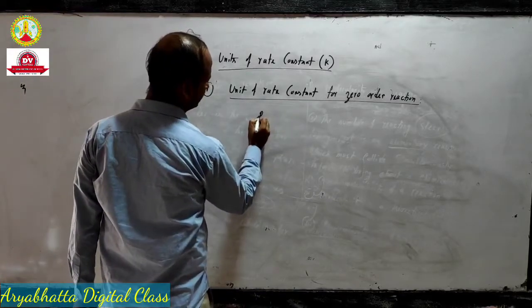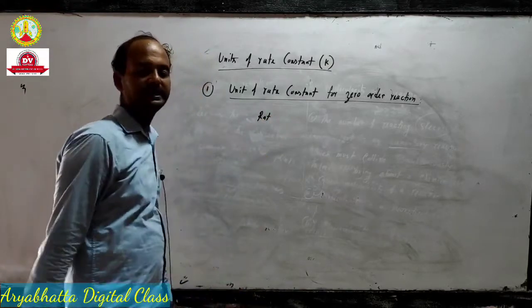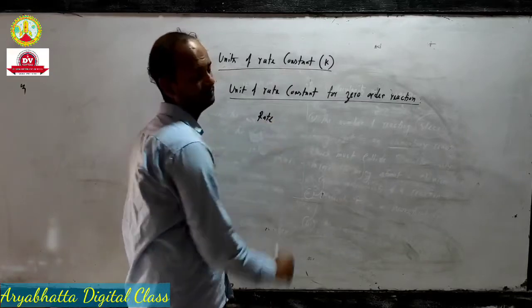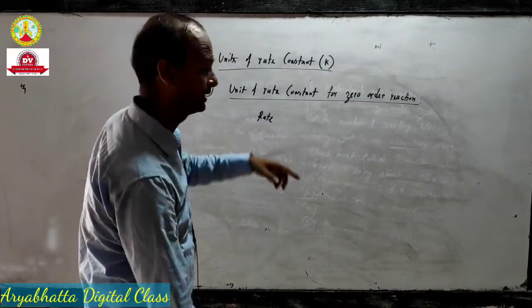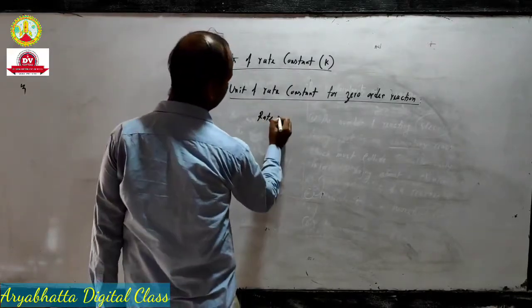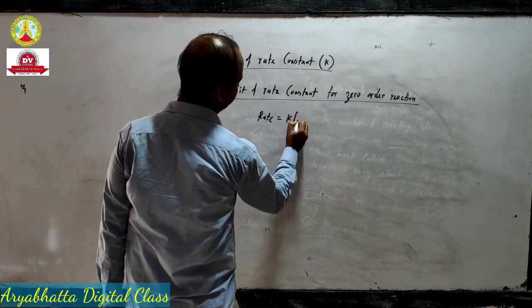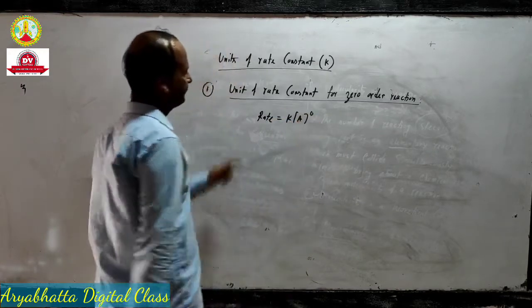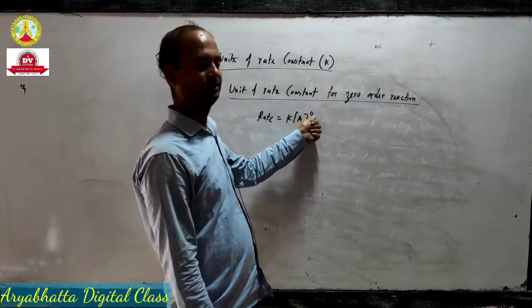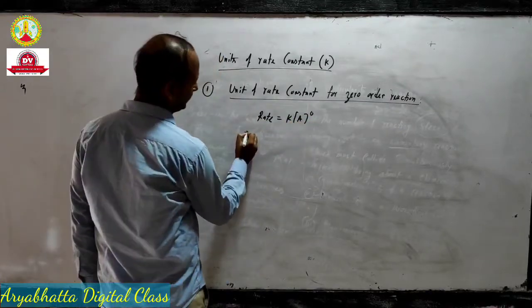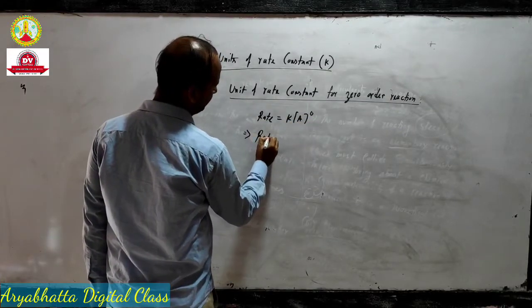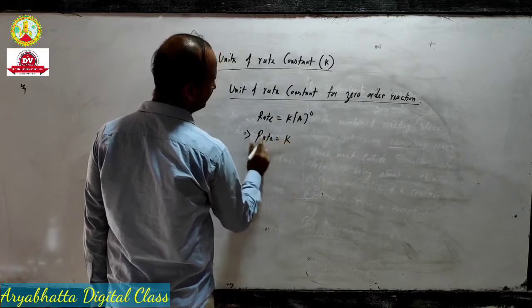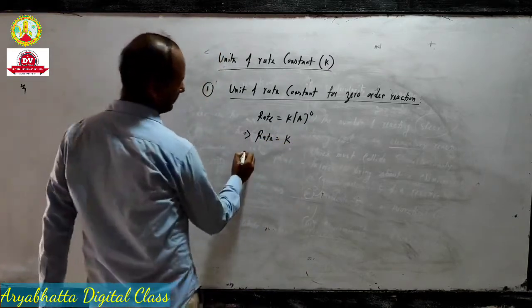For zero order reaction, rate is what? Rate is independent of the concentration of the reactant. Okay, अभी भी सीखा था. For zero order reaction, rate इक्वल क्या था? K a to the power 0. ये था for zero order reaction, rate order is 0. Okay. Now from this you can get what? Rate equal to how much? This will be 1. Rate equal to K.